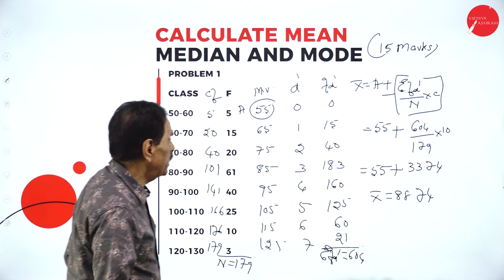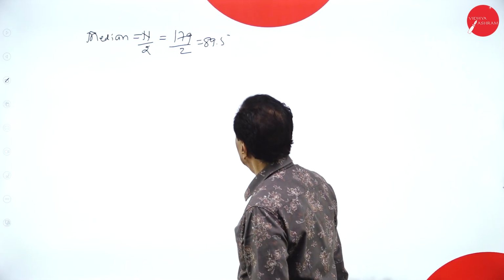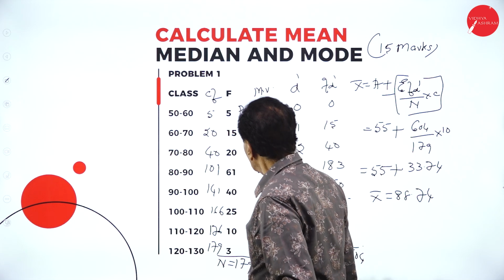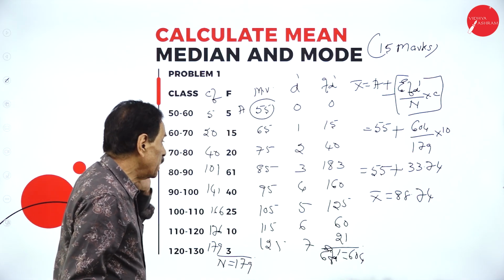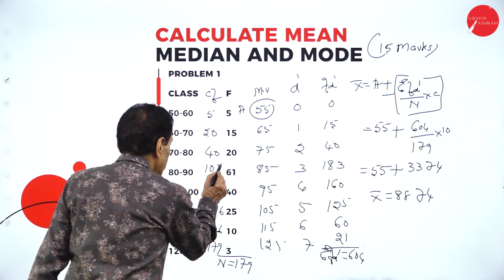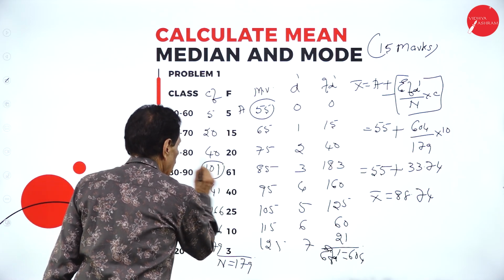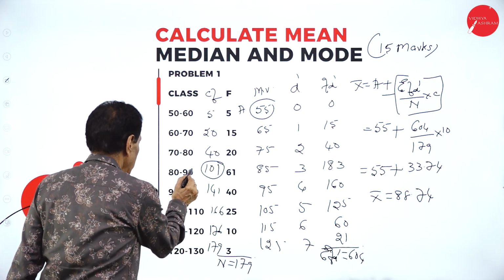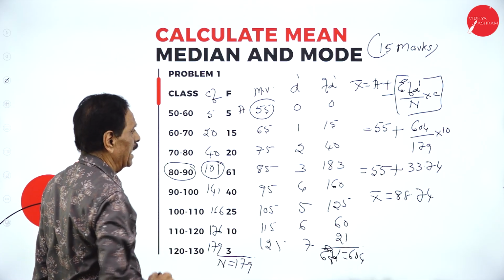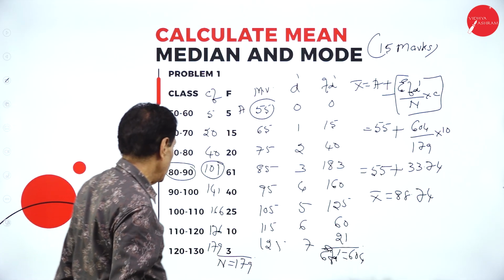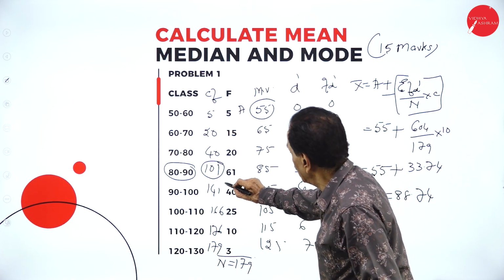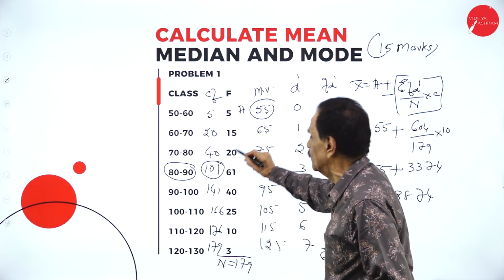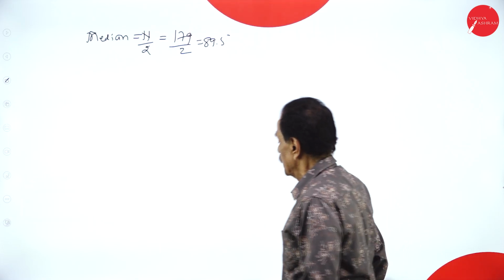Now, you find out n by 2. What is your n by 2? 89.5. Where will the 89.5 come? It will come under 101. This is your class 80 to 90. So I will write the formula here. Here CF is 101.